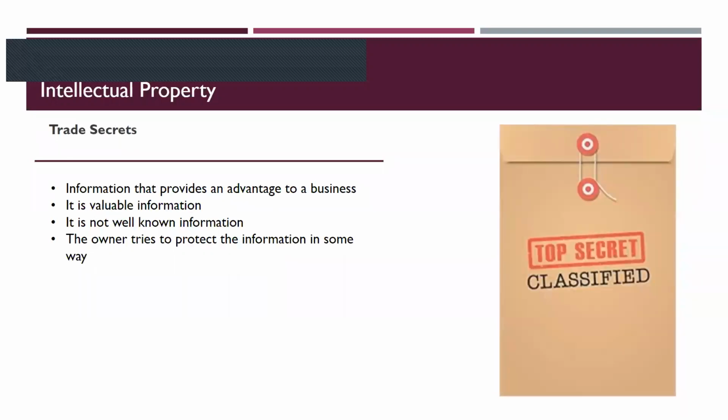And then trade secrets. So trade secrets are information that provides an advantage to a business. So this is like Burger King's secret Burger King sauce or something like that. To be classified as a trade secret and protected under trade secret laws, rules, and regulations, it has to be valuable information. So a recipe would be valuable information if you're a restaurant. It's not well-known information.